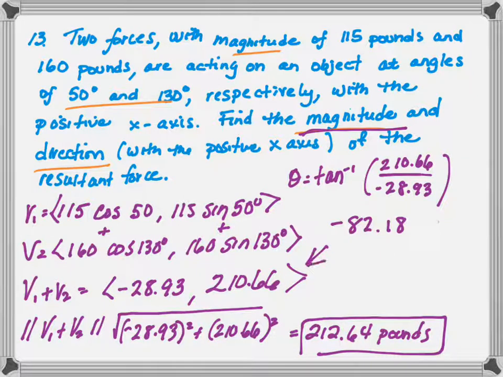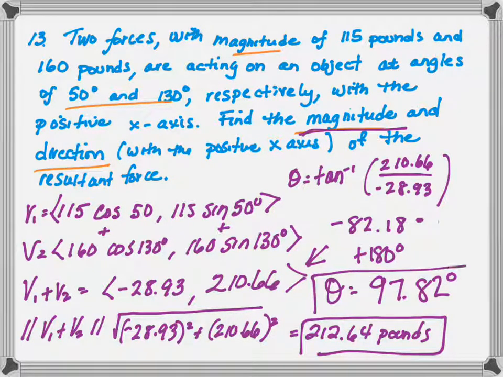This vector is in the second quadrant, so we take that degree that we got from the inverse tan and we have to add 180 degrees to it. So when you add 180 degrees, you should get theta is equal to 97.82 degrees. All right, so those are your two answers right here. Right, that was number 13. Let's move on to number 14.